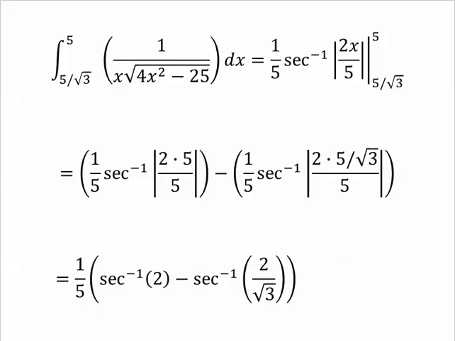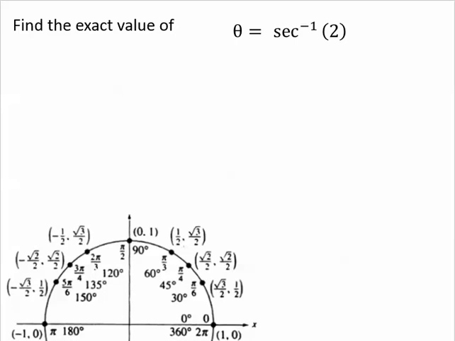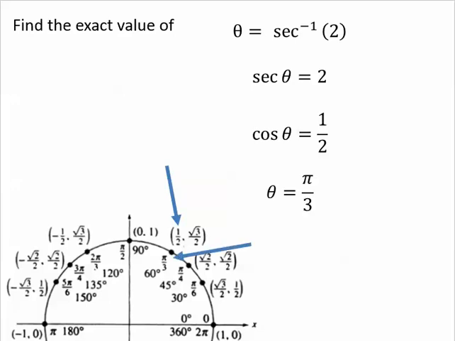Now before you do anything else, what you want to do is go back to thinking about what these values might be. Let's look at inverse secant of 2, and then we'll look at inverse secant of 2 over radical 3. So inverse secant of 2. If theta equals inverse secant of 2, then secant of theta would have to be 2. Take the reciprocal of both sides. The reciprocal of secant is cosine. And so cosine of theta equals a half. And the place where cosine of theta equals a half is where theta equals pi over 3.